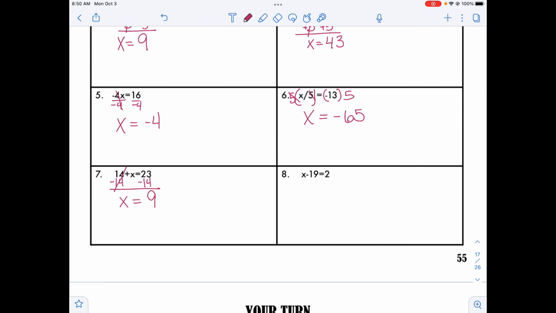Okay, and then this one says x minus 19, so the opposite is add 19. Minus 19 plus 19 is 0. 2 plus 19 is 21, so x equals 21.